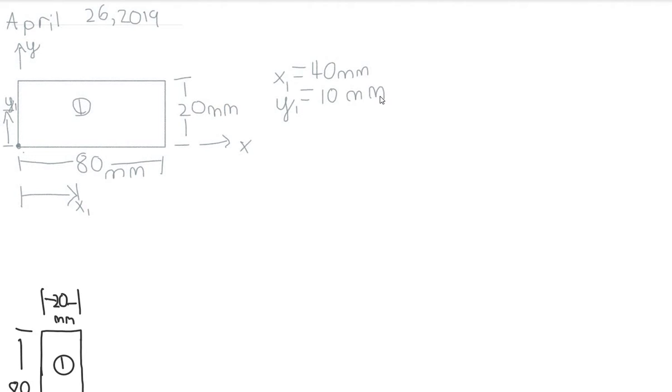And in order to find the centroid, you use the formula x bar equals x1 times a1 divided by a1. X bar equals 40 millimeters, since the a1s cancel out. This formula is more often used in composite body areas. So similarly, y bar equals 10 millimeters.